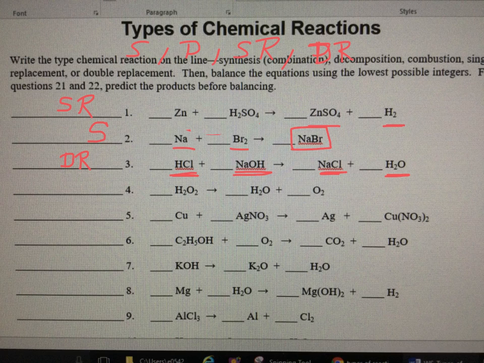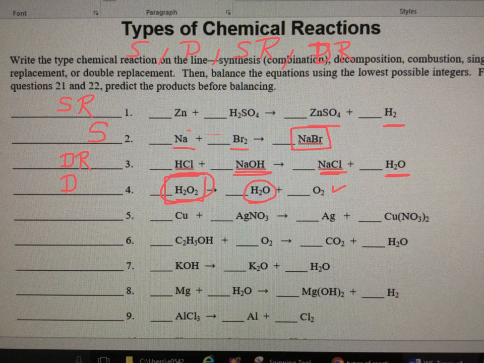Okay, let's do number 4. Here you have peroxide, and it's one big compound. And it separates into a compound and an element. You have water and oxygen gas. That is decomposition because you started off with one compound and then it separates out.